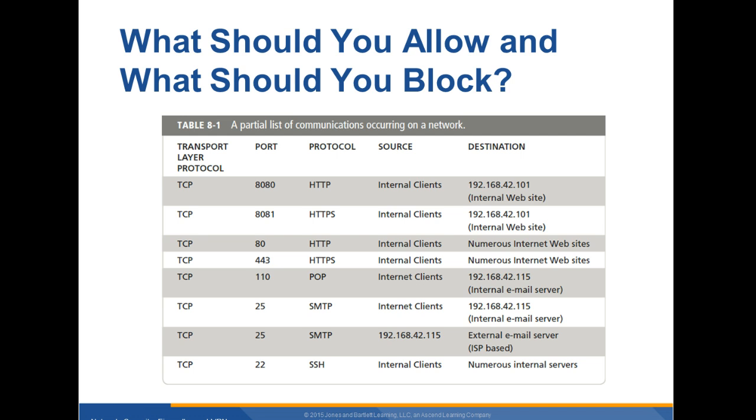A very specific rule in this example would allow external communication over port 25 only if it originated from the internal email server at 192.168.42.115. If any other internal host attempted an external SMTP communication on port 25, it would be denied. And here we see TCP, the port 25 SMTP, the source, and the destination is the external email server.